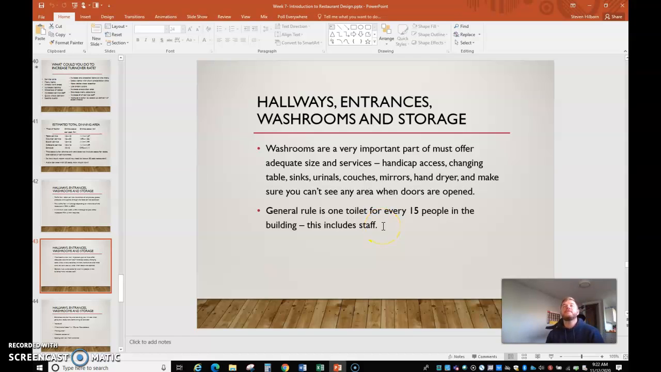So if you have seating for 120 and then you think you might have up to another 20 staff, that's 140. Make sure you divide that by 15 and that'll tell you how many toilets you should have spread throughout your restaurant. And it's easy. It's safe to assume that if you have 140 people in your restaurant, half of them are male, half of them female.